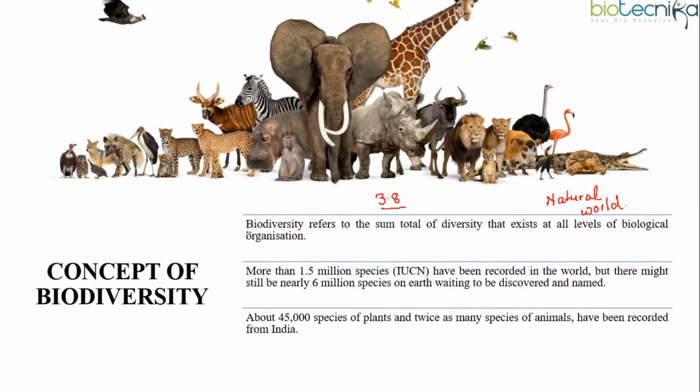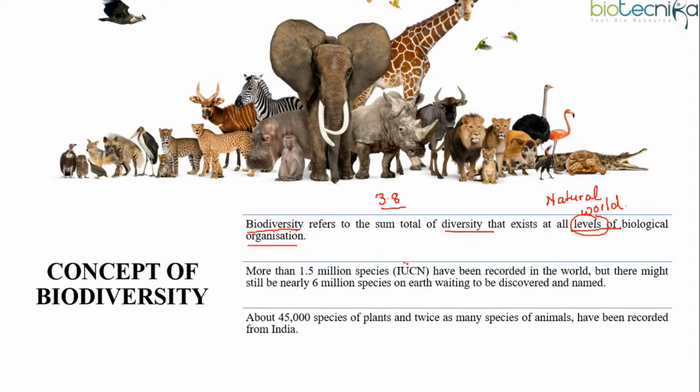So the term biodiversity, which has been taken from biological diversity, refers to the sum total of diversity that exists at all levels of biological organization. So it refers to the variety of life on Earth at all its levels, that is from genes to ecosystems, and encompasses the evolutionary, ecological, and cultural processes that sustain life.